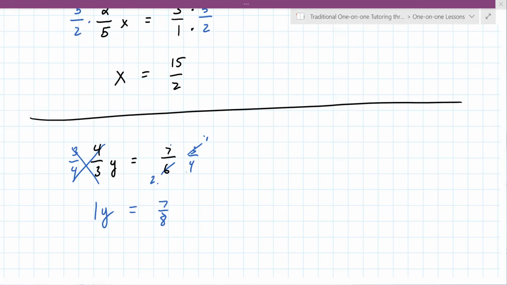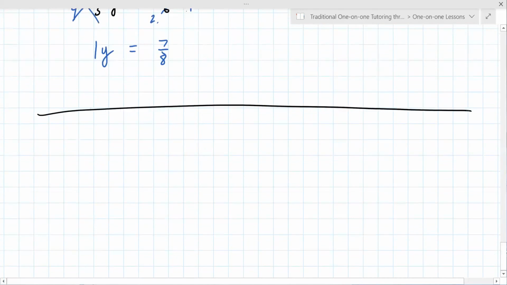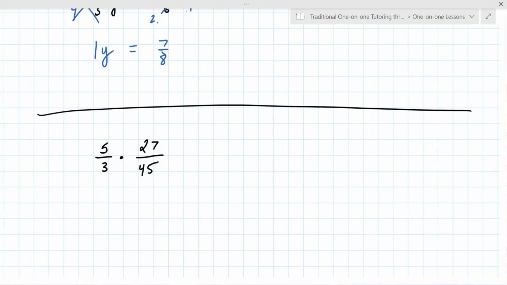Let me do that again. All right. So there's a skill here that I'm seeing that's kind of lacking. So let's say I give you 5/3 times 27 over 45. This is about reducing. Like 5 goes into 45, 3 goes into 27. And when you cross out, you put the thing that you divide by. So if you divide by 5, you get 1 here. If you divide by 5, you get 9 here. That 9 is still on the bottom.